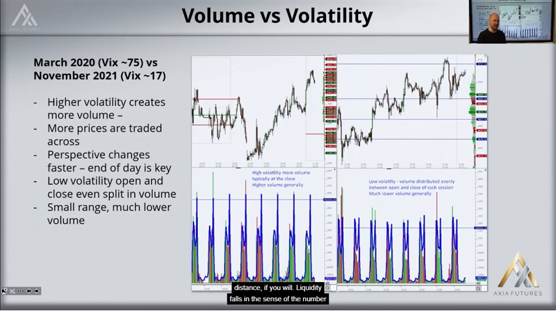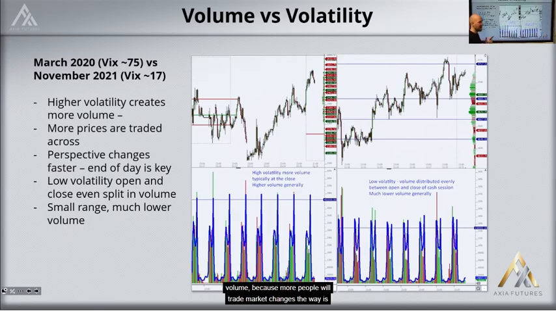Liquidity falls in the sense of the number of contracts at each price. And we'll look at this when we go into crisis trading, we'll see what low liquidity markets look like. Liquidity at each price falls. So you may go from seeing a 20 lot at almost every price to seeing a 5 lot at almost every price. But the fact that you trade through so many more prices means that liquidity is still there. It's just more dispersed. And that's the difference. And generally, more volatility brings in more volume because more people trade.